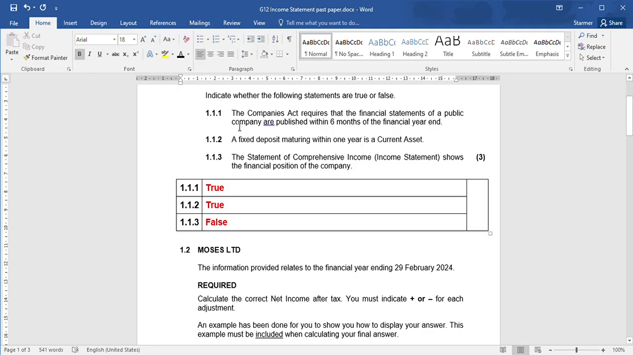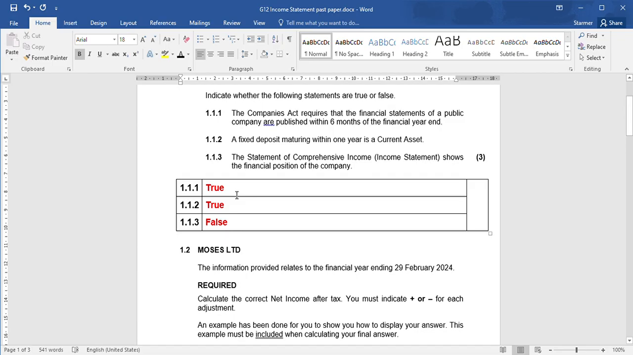The Companies Act requires that financial statements are published within 6 months of the financial year end. One of the requirements is that the information that you publish is done in a timely fashion. So you can't wait too long before publishing financial statements, so that statement there is true.